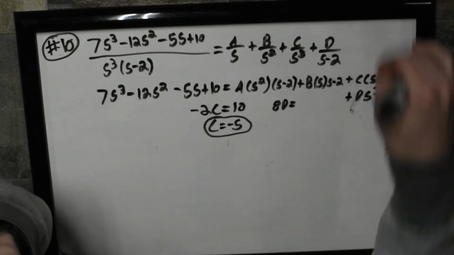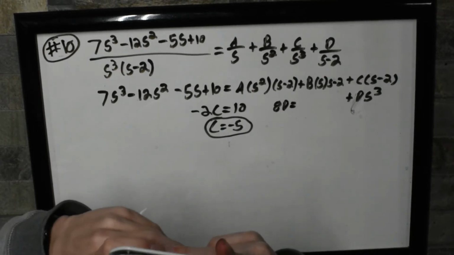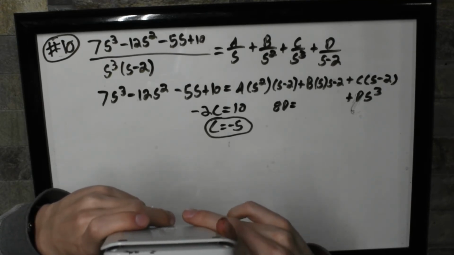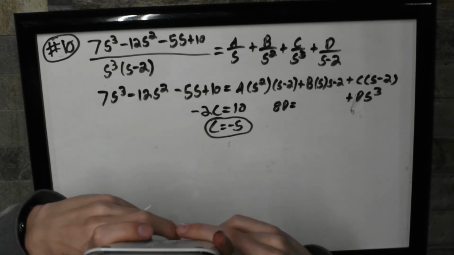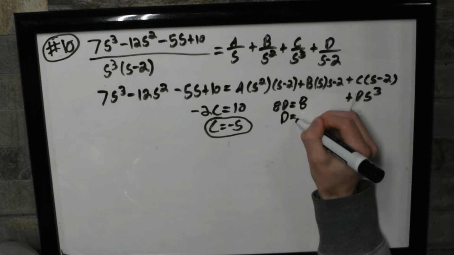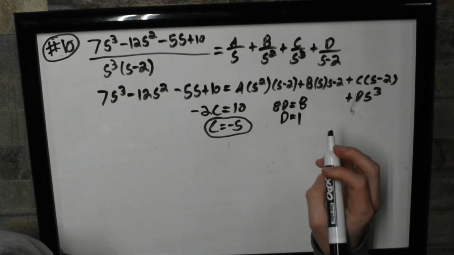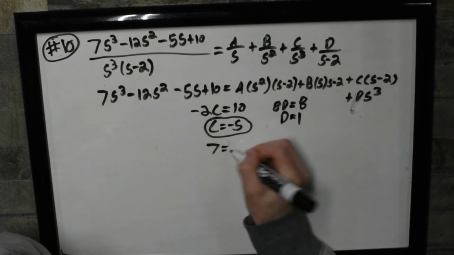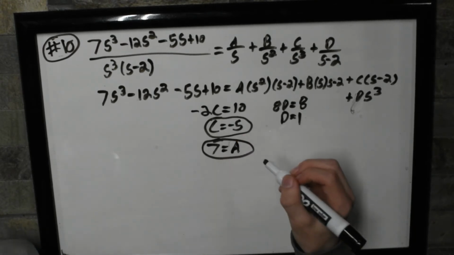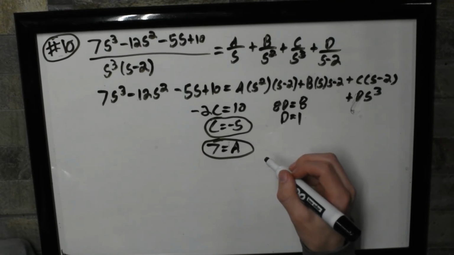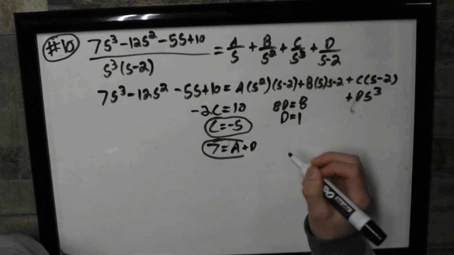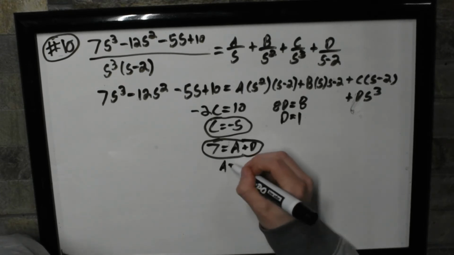is equal to, let's plug this in here, 2 cubed times 7 minus 12 times 2 squared minus 10 plus 10. And we're going to be left with 8, and we get d is equal to 1. Alright, and now let's group the s cubed terms. So we're going to have 7 is equal to a plus d. And d is 1, so a is equal to 6.